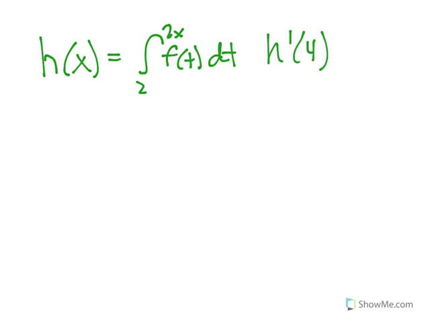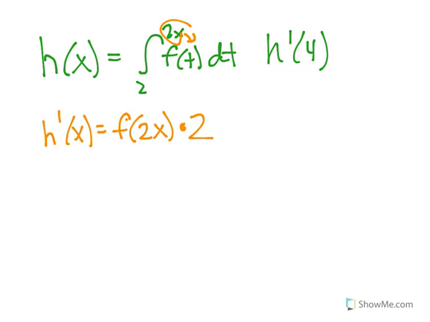Well, that's not a problem. We know how to find the derivative of an integral with a variable in the upper limit. H prime of x is going to be equal to, I'm going to drop this 2x right in and multiply it by its derivative. It's going to be equal to f of 2x times the derivative of the inside, which is 2. And they want me to find h prime of 4. That's why you find the function first. It's going to be f of 2 times 4, which is 8, times 2. Notice this 2 is on the outside of the parentheses. It's the derivative of that function.